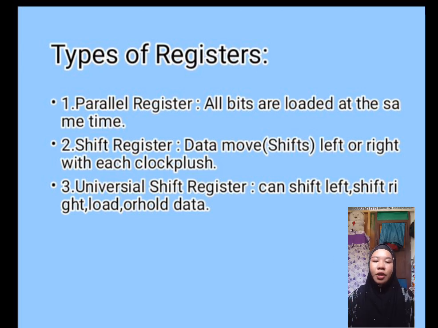Universal shift register can shift left and shift right, load or hold data. Sa shift left, lilipat pakaliwa yung data. Sa shift right, lilipat pakanan yung data. Sa parallel load, sabay-sabay maglalagay ng data. Sa hold, hindi gagalaw yung data. Tinatawag itong universal dahil kaya nitong gawin ang halos lahat ng mga operation ng register.